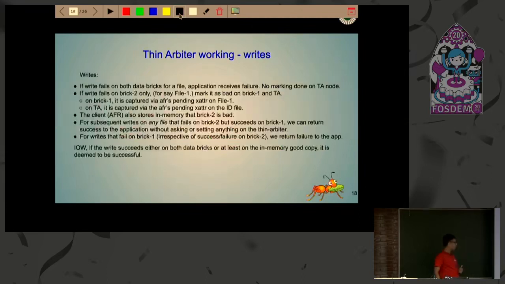To summarize how the write works: if the write fails on both the data bricks, then you can obviously say that the write failed. If the write fails on one brick, and if it is already a known bad brick, then you can return success to the application. But if the write fails on the brick which is already good, then you'll have to fail the application.